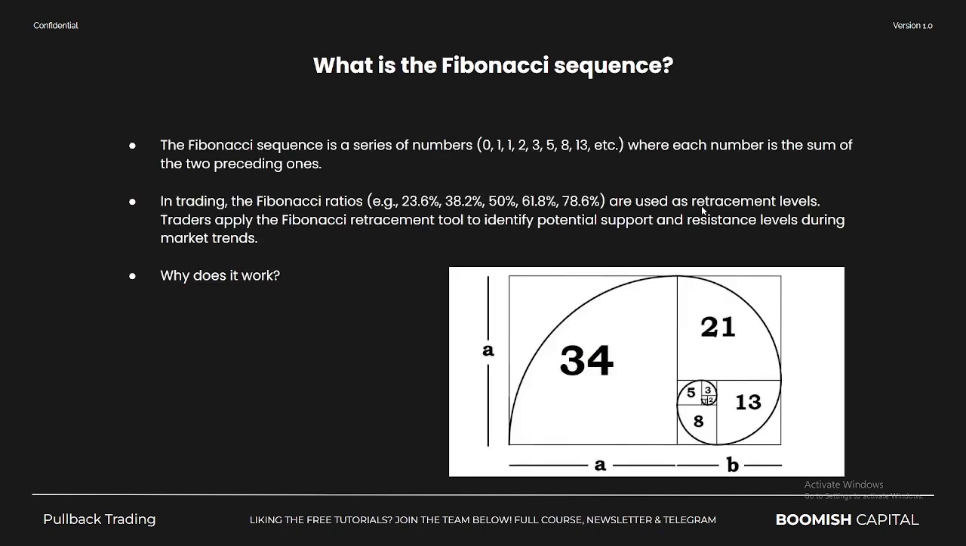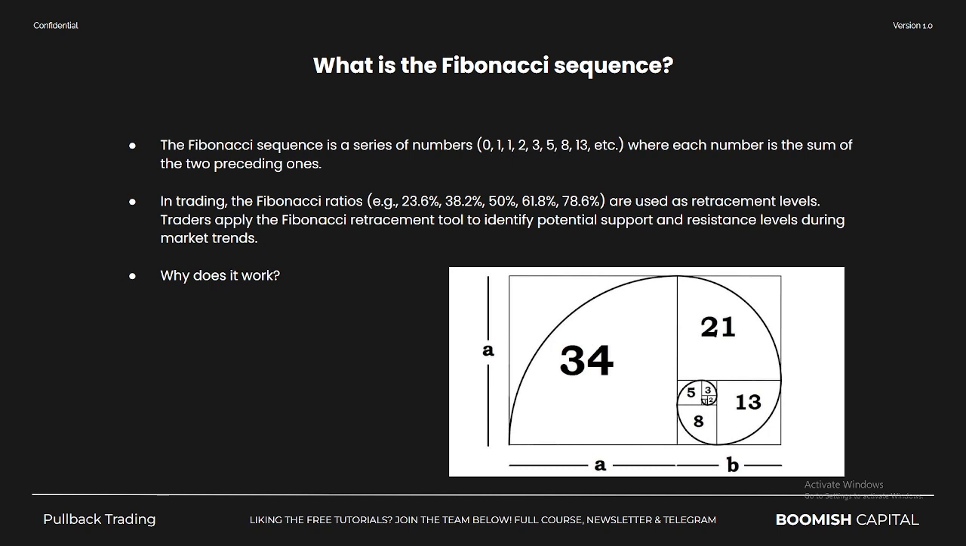What is the Fibonacci sequence? Essentially, it's a sequence of numbers that is based upon the previous number. And in trading, the ratios that are generally used are 23.6, 38.2, 50, 61.8, and 78.6. And they're used as retracement levels. So whether that's trading a trend or on reversals, we can spot where once we pass a certain percentage level, and often that is the 618 level, there is likely a reversal in the markets.